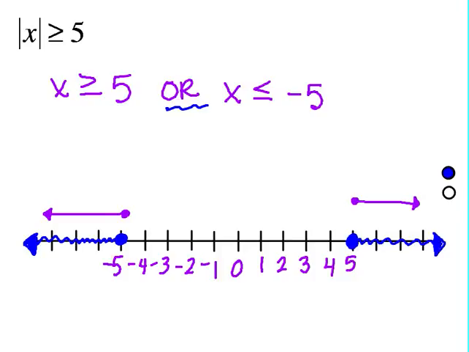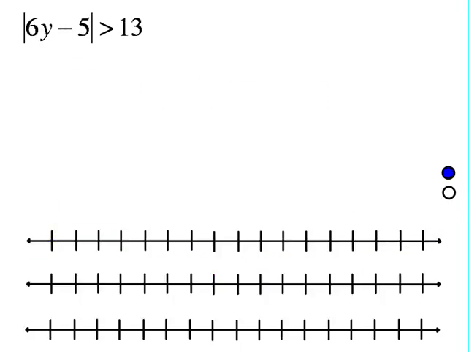So we're going to look at, we got 2 more. I'm going to warn you, this one is a little bit more difficult because it's not just an x. I've got the absolute value sign all by itself. Once I have that all by itself, this is when I can break it up. So my first inequality, 6y minus 5 is greater than 13. What connector word will I use? Or. Okay.